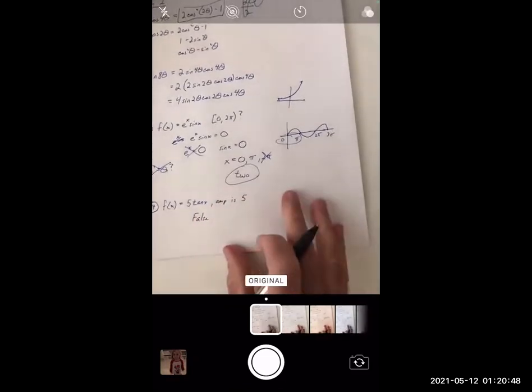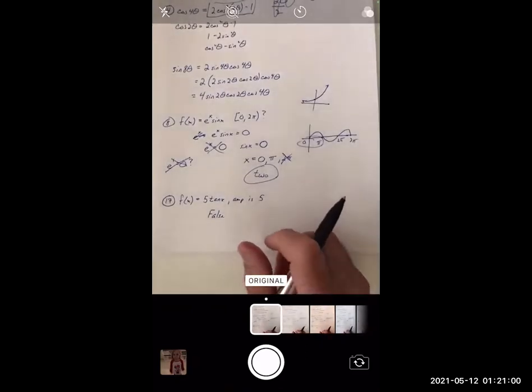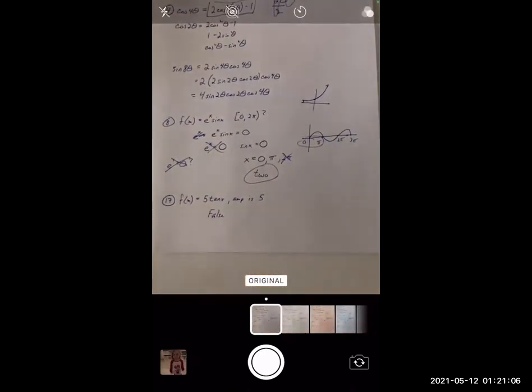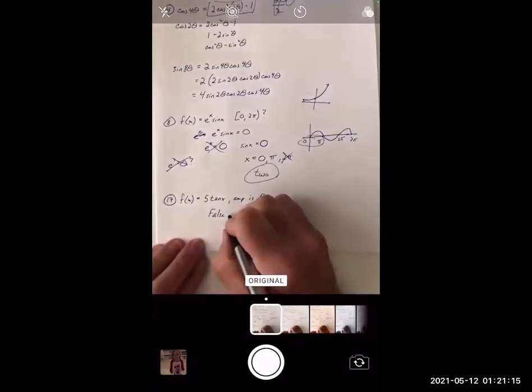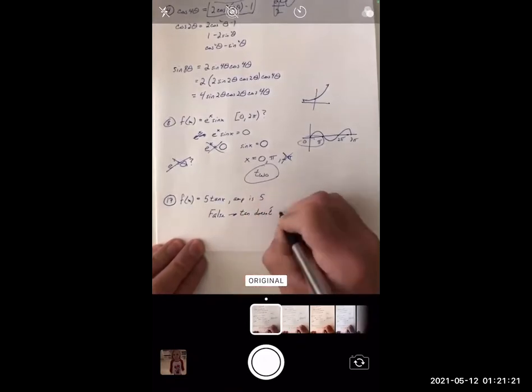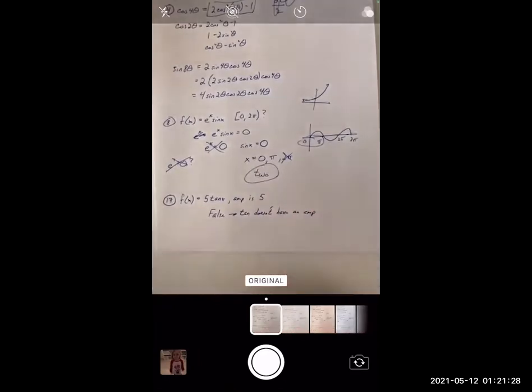Why is it false? The tangent and the cotangent graphs don't have amplitudes. Yeah, there's no amplitude for tangent. Why not? Because there's a vertical asymptote. But what does that mean? How does that say there's no amplitude? I do not know.